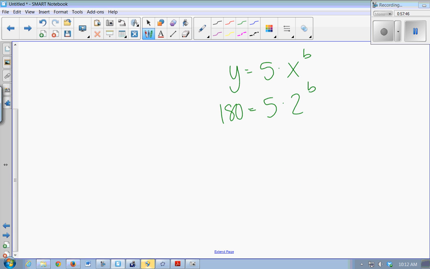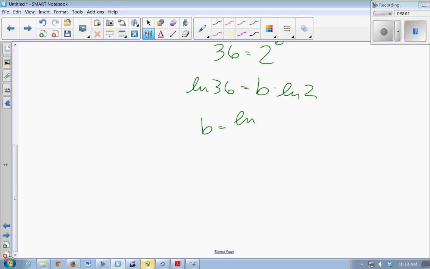So divide both sides by 5, you get 36 equals 2 to the b. When you have the b in the exponent, you take the ln of both sides. So the ln of 36 equals b times the ln of 2. So I took both answers, ln 36 over ln 2 or 5.17. So your final function is y equals 5 x to whatever you want to write b as, 5.17, or you can leave it as an exact ln 36 over ln 2.